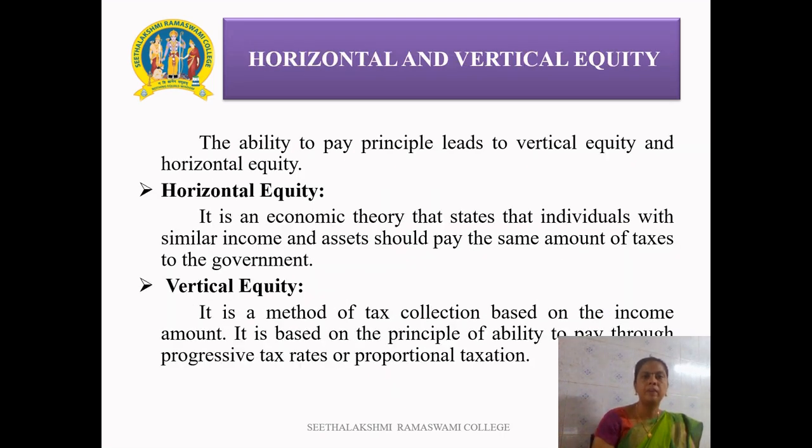The ability to pay principle leads to vertical equity and horizontal equity. Horizontal equity is an economic theory that states that individuals with similar income and assets should pay the same amount of taxes to the government, whereas vertical equity is a method of tax collection based on the income amount. It is based on the principle of ability to pay through progressive tax rate or proportional taxation.